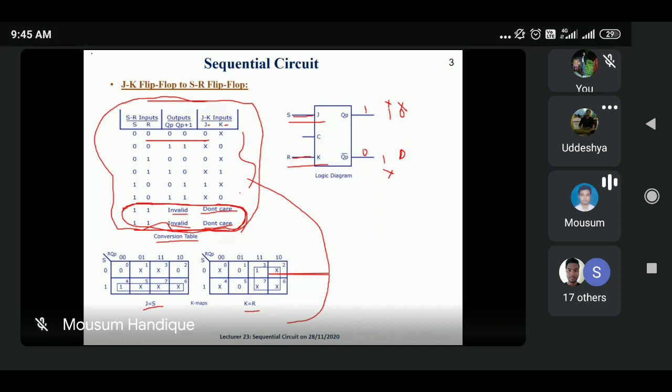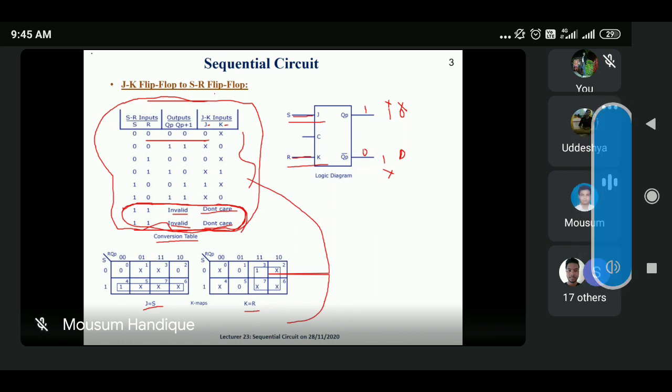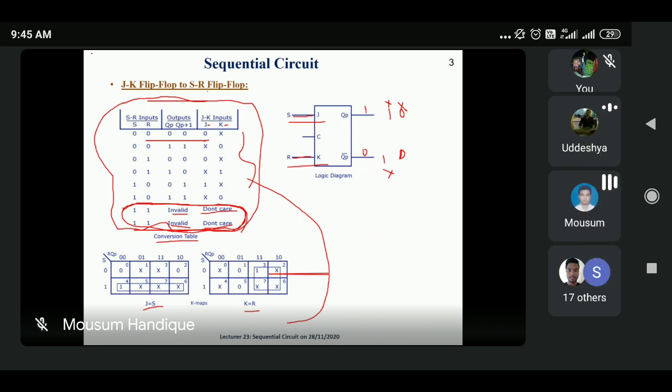तो लॉजिकली बोलिए कि हाँ, but see here, obviously J equal to S and K equal to R when we are converting the JK to SR flip flop, because JK is the refinement of the SR flip-flop, and this particular condition is not coming. Instead of this particular condition in JK flip-flop, it is coming as a toggle. Okay, either 0 and either 1.